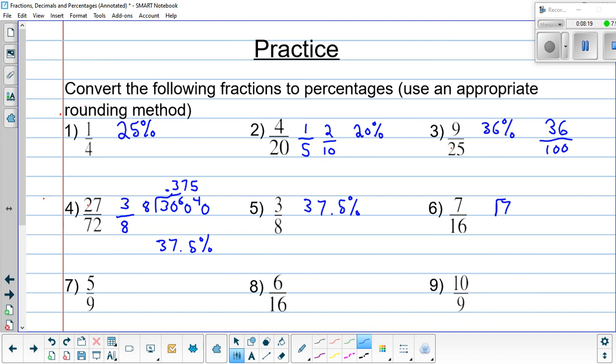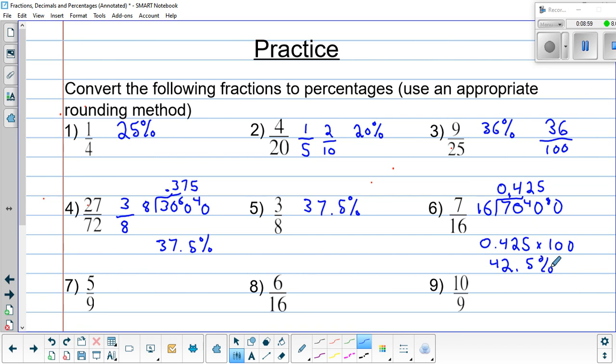7 over 16. So we did this as an example, but I want to see you give it a go. So 16 into 70, that goes 4 times. I forgot the decimal. What am I left with? 6 remainder. So 16 goes into 60 3 times... no, 4 remainder. So 16 goes into 40 twice, and 8 remainder. So 16 goes into 80 5 times, and we're done. So times by 100, and we're left with 42.5%.